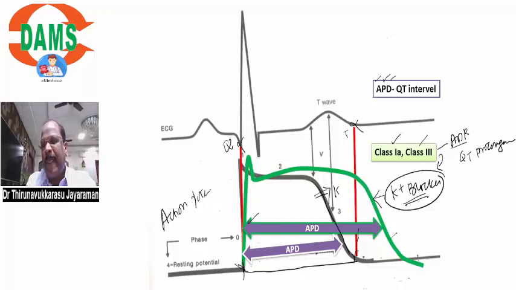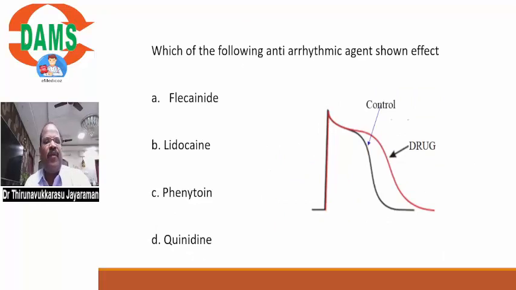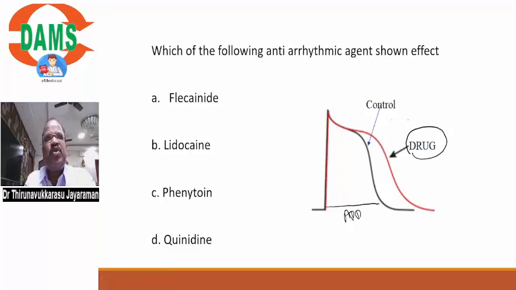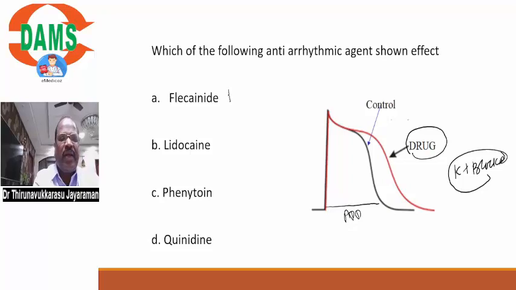It's a concept. Next, which of the following anti-arrhythmic agents shows the effect shown in the image? In the image, this action potential duration is the control. What happened with the drug is a prolongation. Any drug having potassium blocking property is going to prolong the action potential duration. Now, flecainide is a class 1C drug, lignocaine a class 1B drug, phenytoin a 1B drug, quinidine a 1A drug.